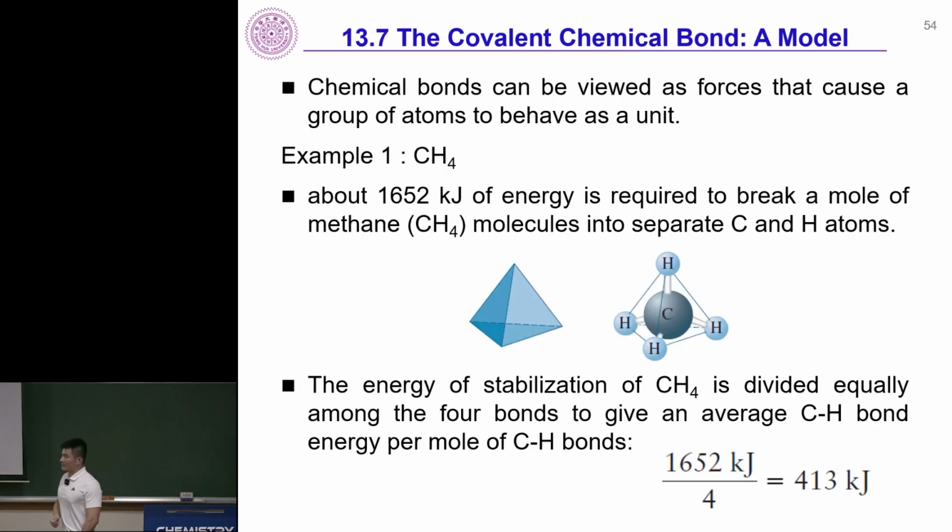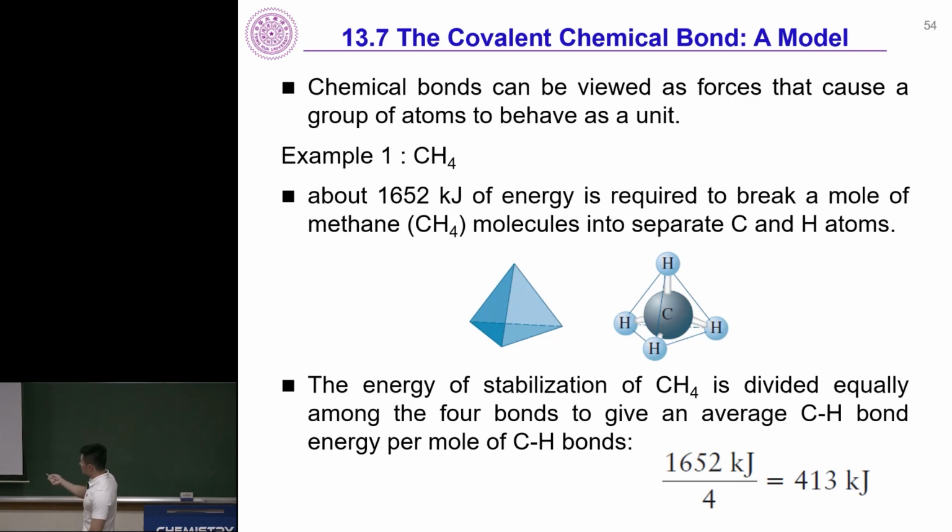And lastly, in the next class, we'll start to talk about what a covalent bond is anyway. How do covalent bonds form, right? Chemical bonding can be seen as forces that cause a group of atoms to behave as a unit, positive charges and negative charges. For example, methane, CH4: about 1,652 kJ of energy is required to break a mole of methane into separate carbon and hydrogen. You just take a piece of charcoal and hydrogen gas, and just measure the heat released.